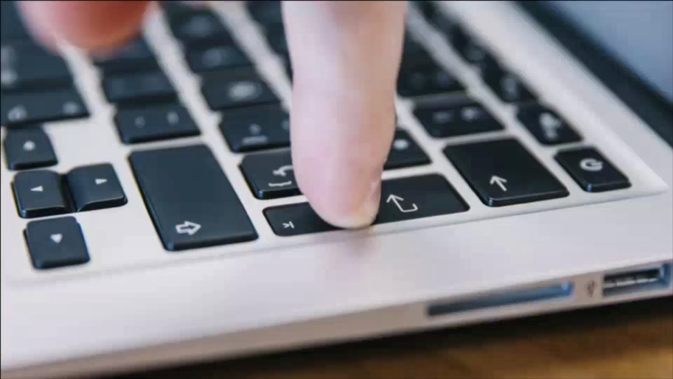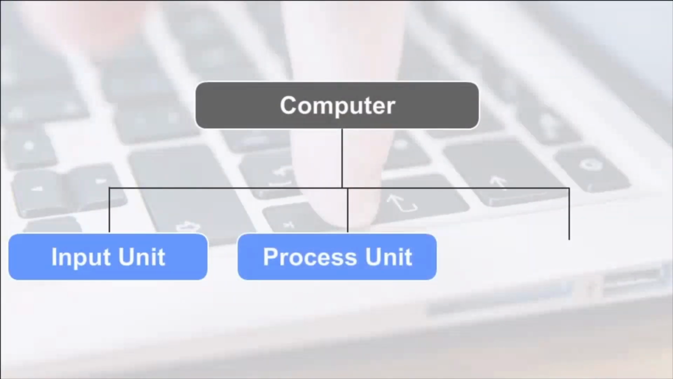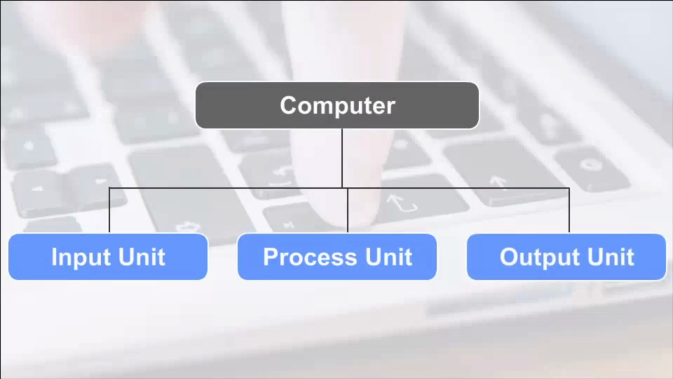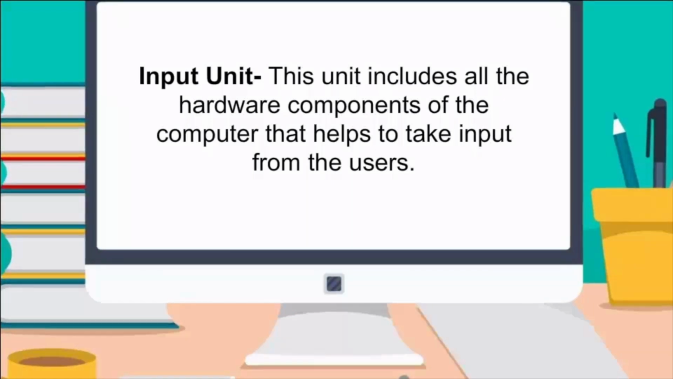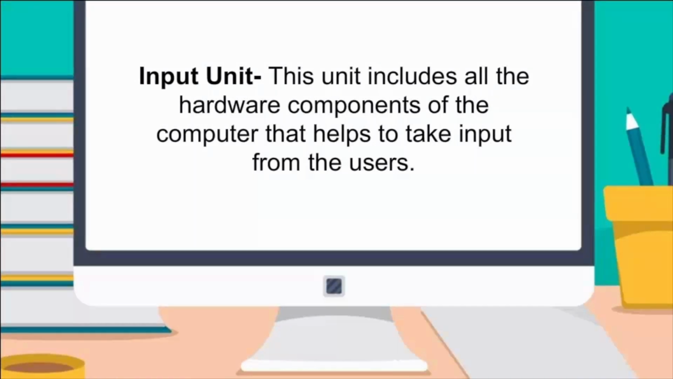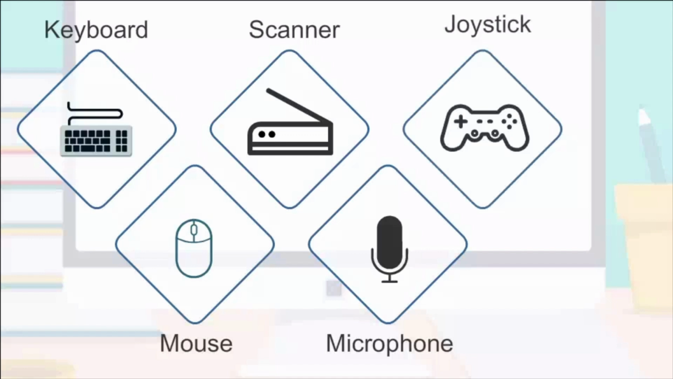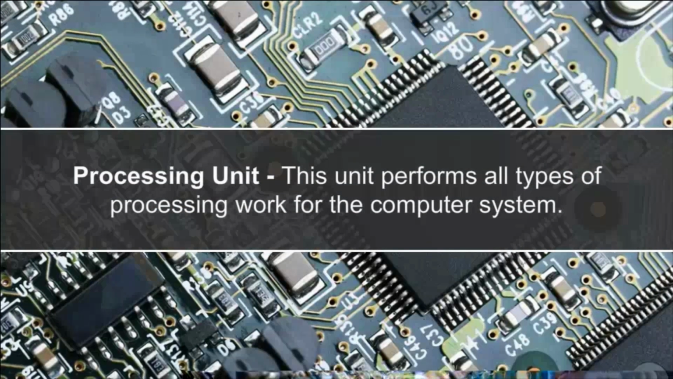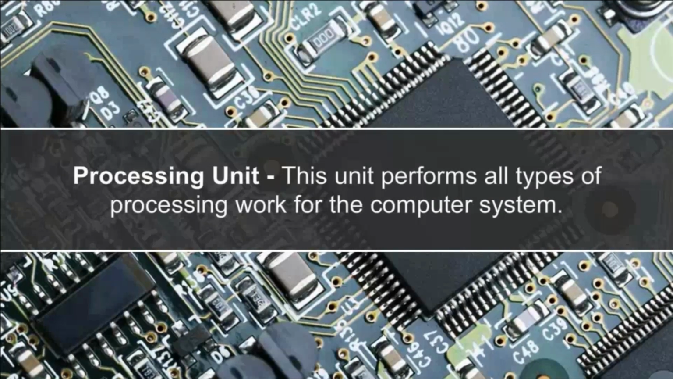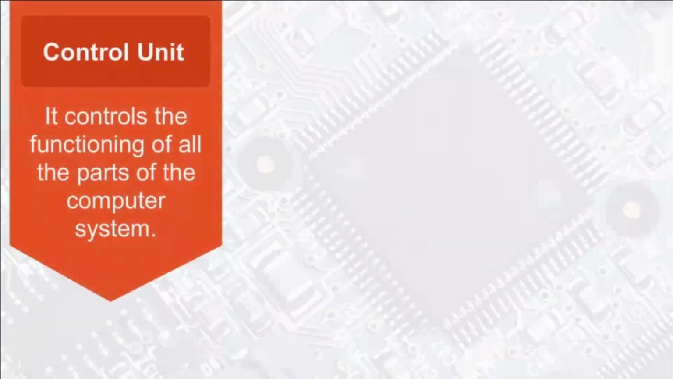A computer system consists of three main components: input unit, process unit, output unit. Input unit. This unit includes all the hardware components of the computer that helps to take input from the users, like keyboard, mouse, scanner, microphone, joystick, light pen, etc. Processing unit. This unit performs all types of processing work for the computer system. It has three parts.